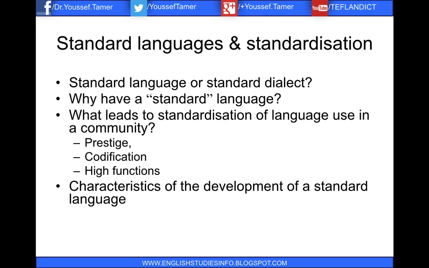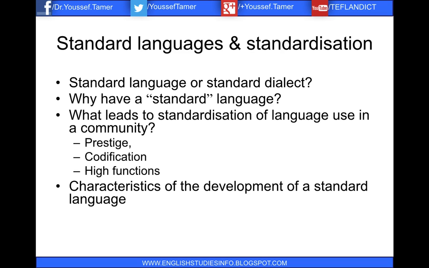So when we talk about standardization, we have to remember these concepts: prestige, codification, and high functions. We choose the dialect and we try to use it not only in informal communication, informal contexts, but we try to spread it in all formal domains, all formal contexts. The main one is education. They start using it as a language of education. They start using it as a language to teach all subjects, right?